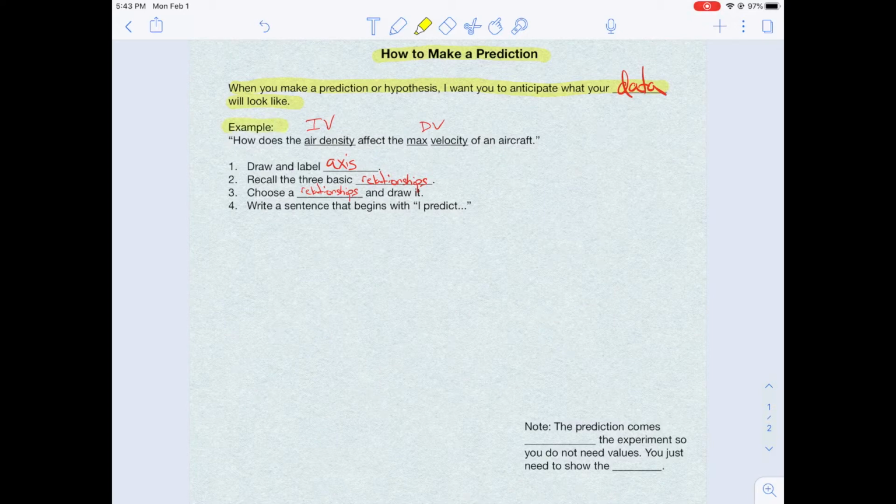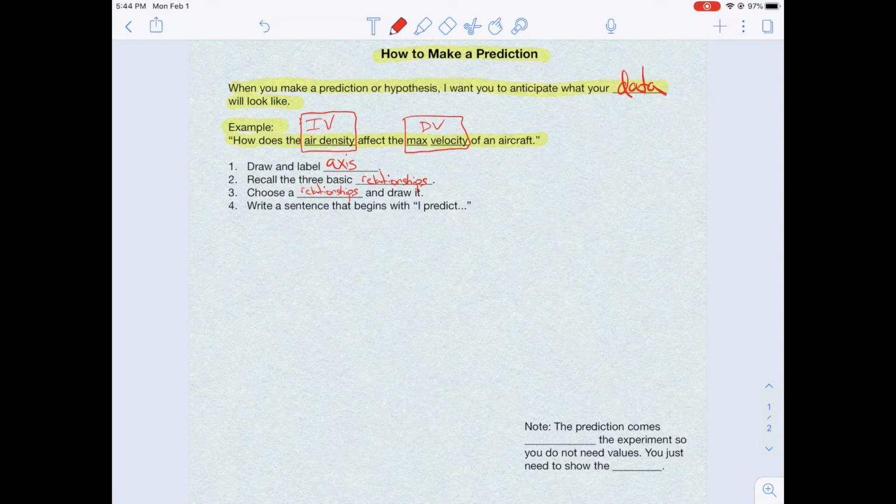So our example is, how does the air density affect the max velocity of an aircraft? So our independent variable, we're going to change the air density of the atmosphere somehow, and then we're going to measure the max velocity of our plane, of our aircraft.